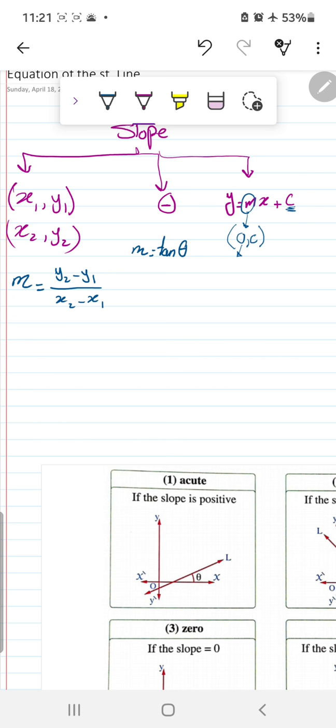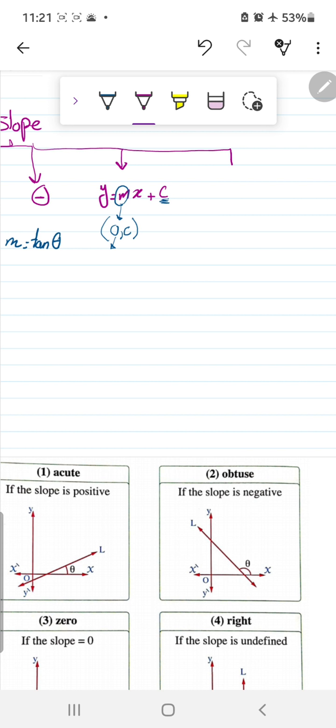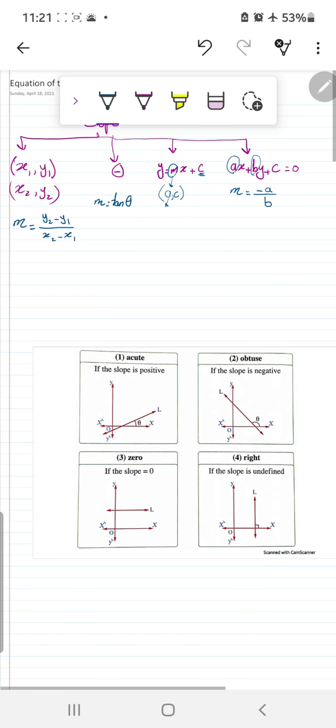Finally, if we have the general equation, which is ax plus by plus c equals 0, the slope will be the negative coefficient of x over the coefficient of y, so negative a over coefficient of y. So the slope here will be negative a over b. And these are the 4 cases of how to get the slope.